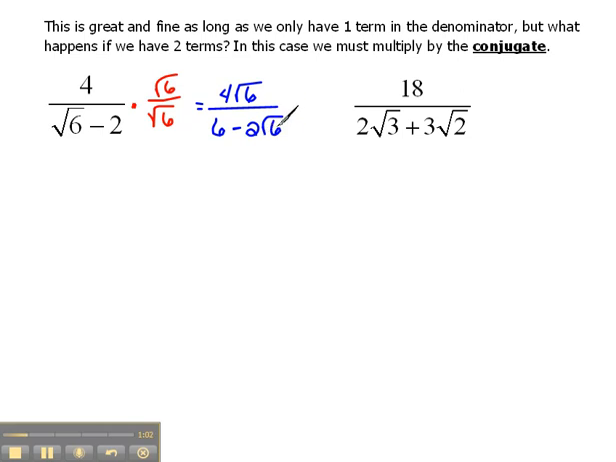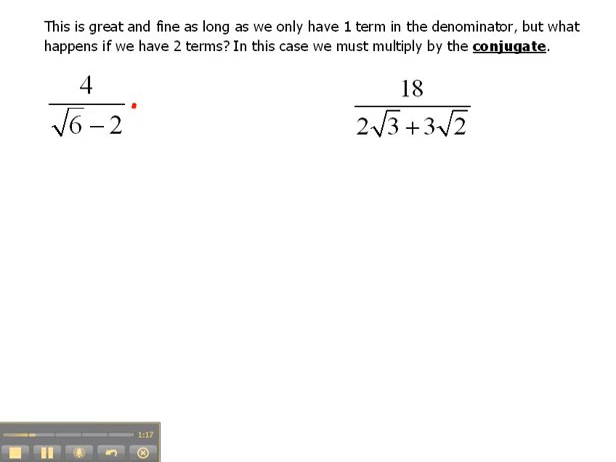And then again, if we did the same thing, if we multiplied top and bottom by the square root of 6, 6 times the square root of 6 is 6 square roots of 6. We're not going to get rid of the problem. So there has to be another way to deal with it.